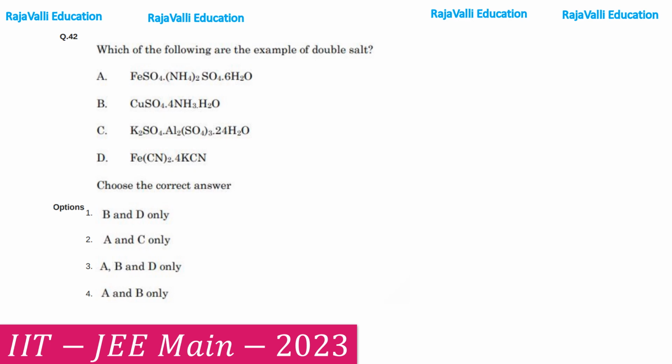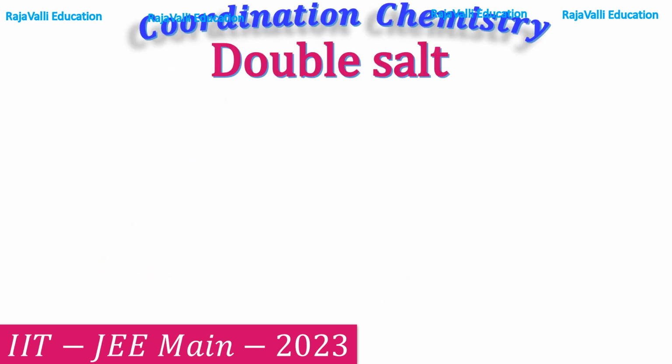This question is taken from one of the question papers of JEE Main 2023, based on coordination chemistry. The question is, which of the following are examples of double salt? First we see what a double salt is.